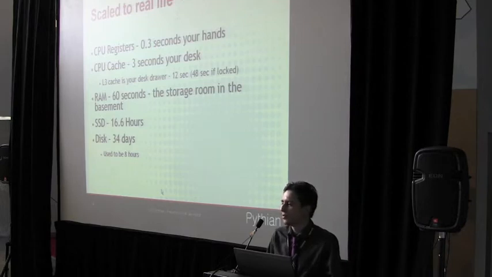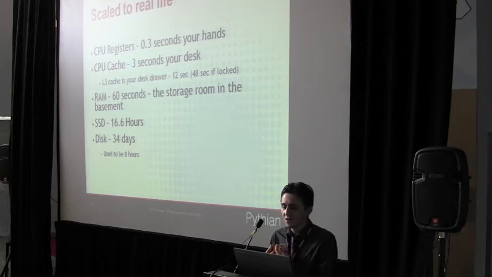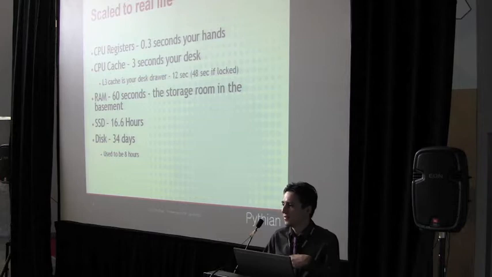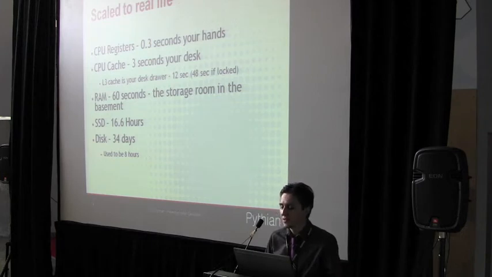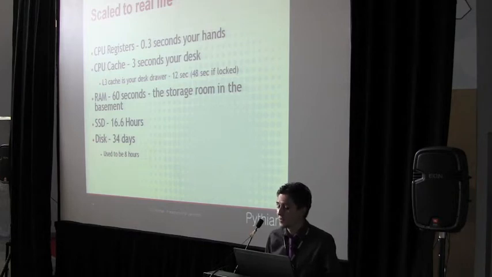In order to grasp how different these numbers are, if we consider your CPU registers to be your hands, and you need to pick up an object before you can manipulate it, you'd be in the CPU, then CPU cache would be a 3 seconds time frame thing, which is like finding something on your desk. Level 3 cache will be 12 seconds, which is looking through the drawers in your desk. And in the case of NUMA, 48 seconds is if someone else is accessing your desk drawers. RAM in this aspect would be 60 seconds.